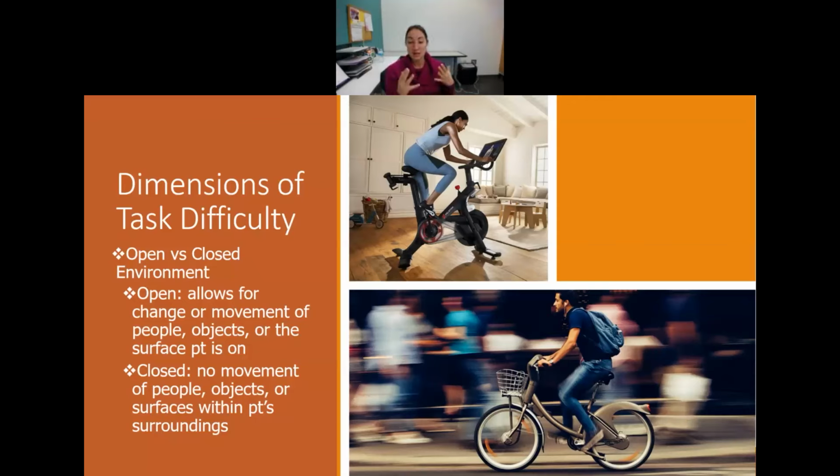With a closed environment, there's no movement of people. There's no movement of objects. The surface doesn't move. Everything is stable within the surroundings. So a stationary bike would be a perfect example. Although you're moving, the bike's not moving, nothing around you. If you're in a closed environment, then the TV's not distracting. There's not kids running around, and that's the difference. So the easiest is learning an activity in a closed environment. And then as you progress, you can begin to do that activity in an open environment.